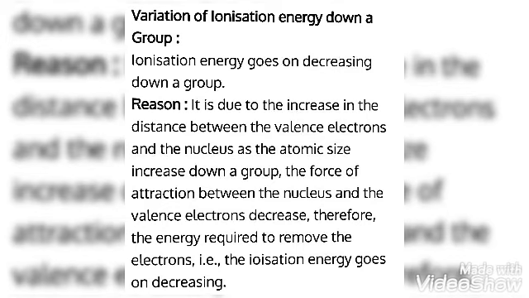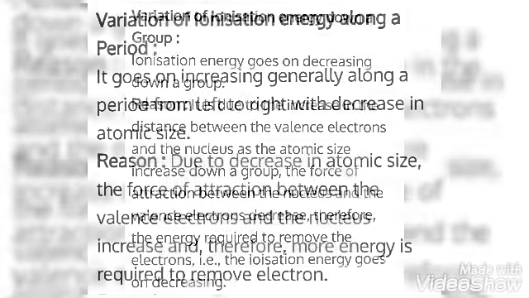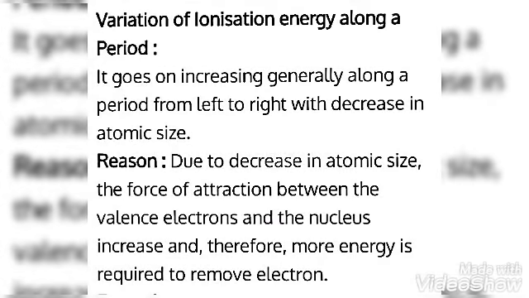Ionization energy decreases in a group from top to bottom because atomic size increases, so the outer electron can be released with a lesser amount of energy. In a period, it increases because atomic size decreases, so more energy is required to release an electron from its outermost shell.